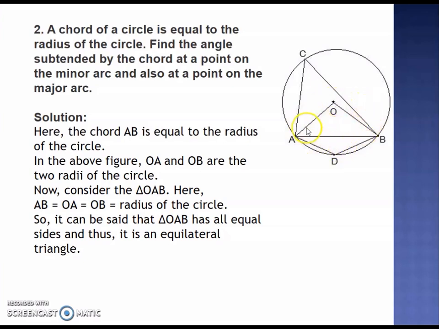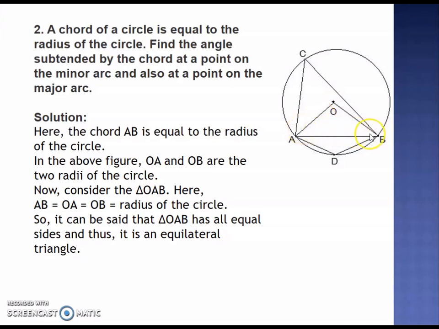So which means in this particular triangle AOB, all three sides are equal. AO, OB and AB, all three are equal. So this is forming an equilateral triangle. Now for an equilateral triangle, you know that all the angles will be 60 degree. So all these angles, angle O, angle A and angle B, they will be 60 each.